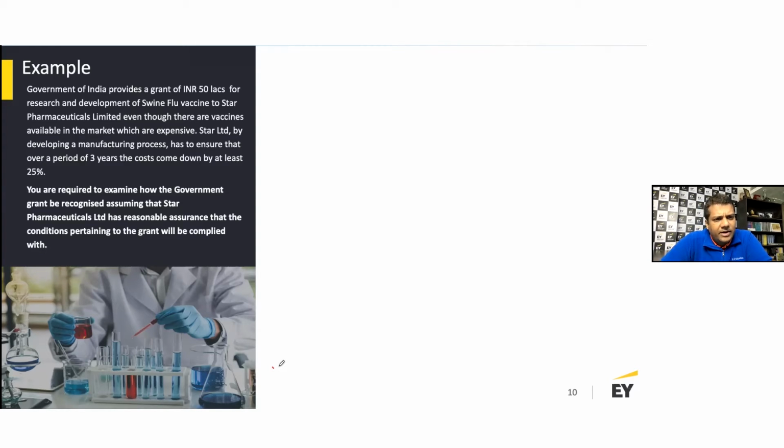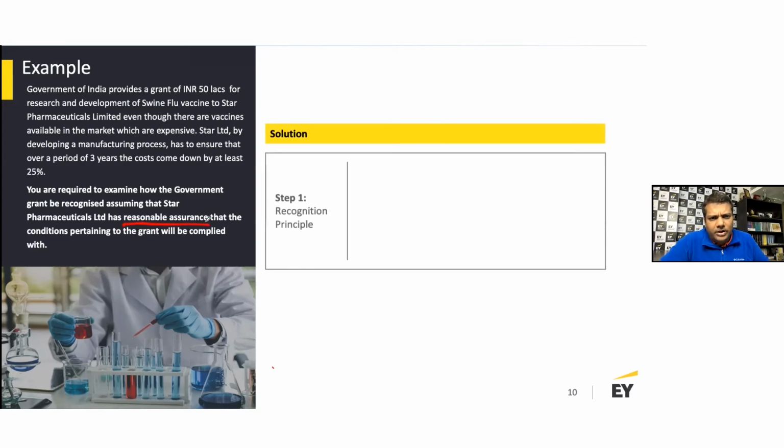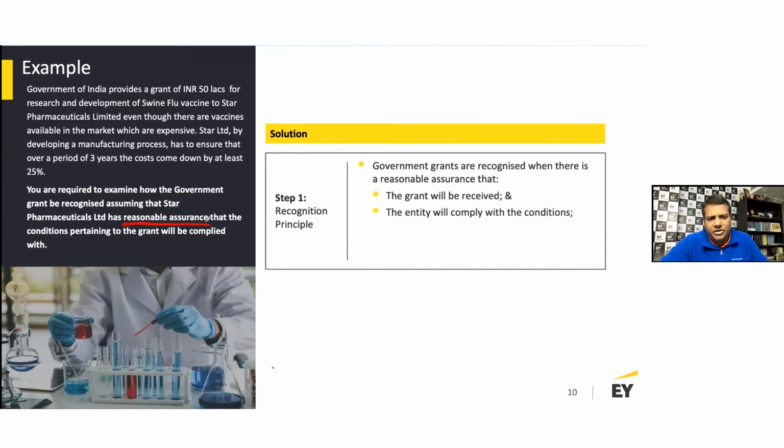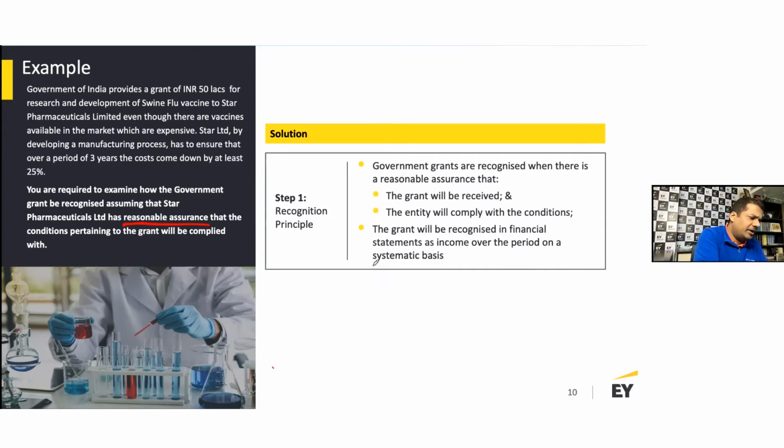So here the fact is that it's R&D, and I need to reduce the price over a 3-year period by 25%, and I'm reasonably expected to. Here there is a reasonable assurance that the condition pertaining to the grant will be complied with. So what do I do? I'm going to look at the recognition principle. The recognition principle suggests that grants are recognized when there is a reasonable assurance that the grant will be received and the entity will comply with the conditions. If I meet these criteria, then the grant will be recognized in the financial statements as income over the period on a systematic basis, right? That's another important thing here: income over the period on a systematic basis.